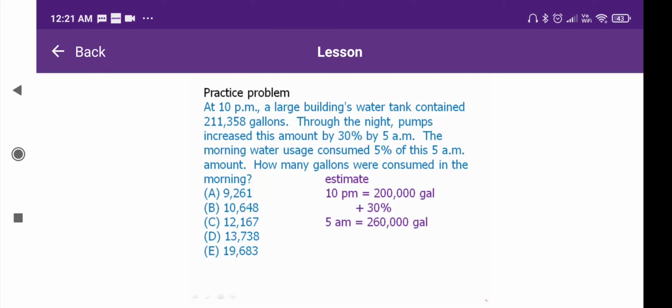Now, in the morning water usage, 5% of that new amount is consumed. Well, 10% of 260,000, again, knock off a zero, would be 26,000. And then just divide that by 2. 26,000 divided by 2 is 13,000. And so 13,000, remember we rounded down, so it should be something just bigger than 13,000. And of course, this would be answer choice D.